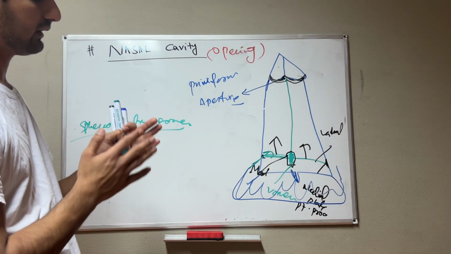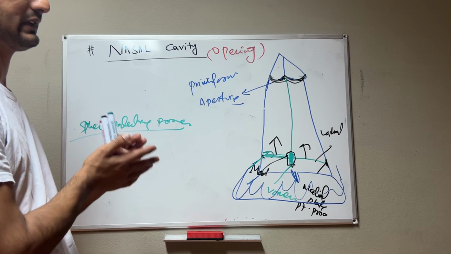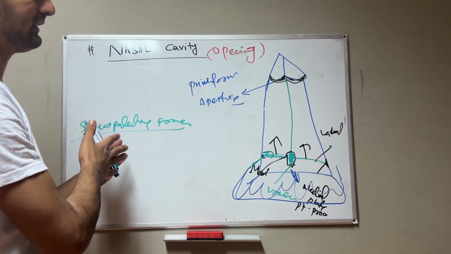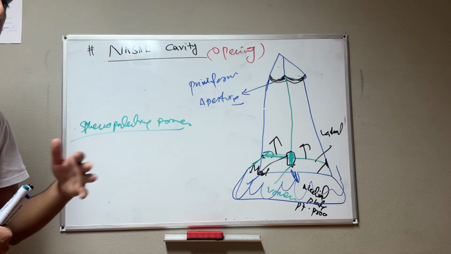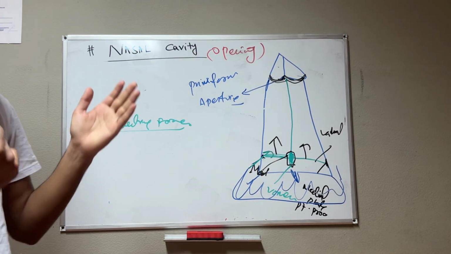We can say we have 8 openings in the nasal cavity, 4 from one side and 4 from the other side. These are the 8 openings in the nasal cavity. Okay, thank you.